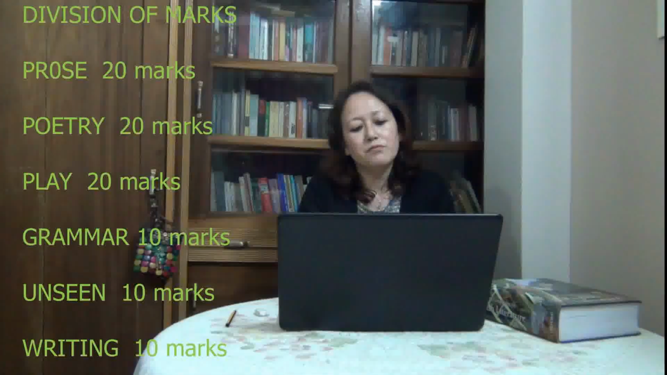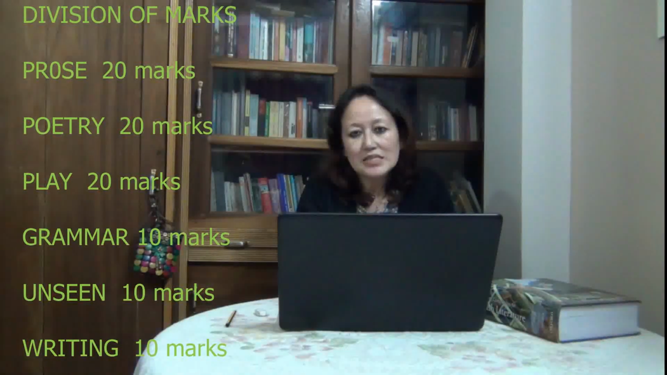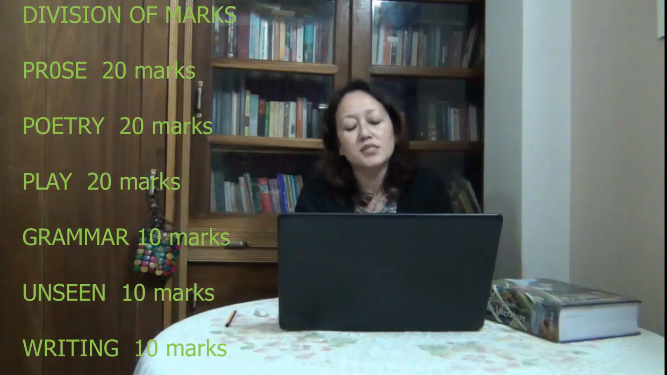Apart from that, you have a play to do by the Russian writer Anton Chekhov, that is The Proposal. Now we need to understand the division of marks in your question pattern in your syllabus. The division of marks is such: prose is 20, poetry 20, play is 10 marks, grammar is 10, then for your unseen it's 10 marks, and for your writing segment it is 10.